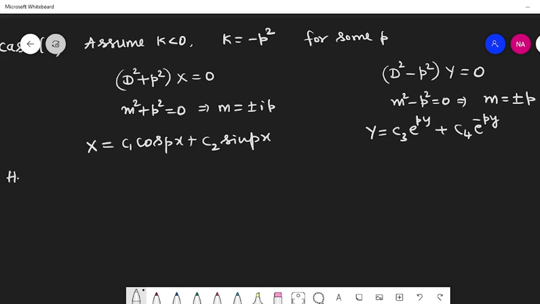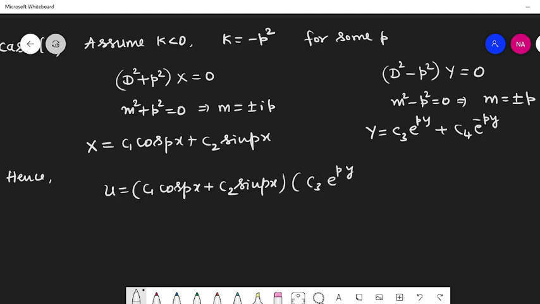Hence u equals c1 cos px plus c2 sin px into c3 e power py plus c4 e power minus py. So this is the required solution.